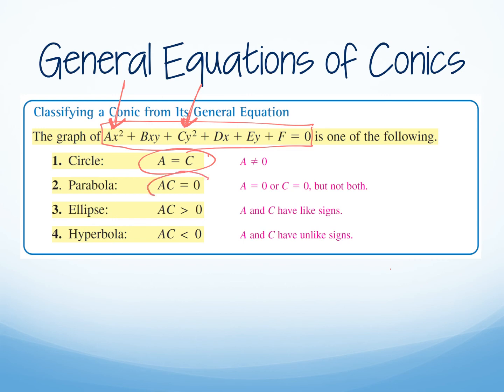If their product is 0, meaning one is missing, then it's a parabola. If their product is greater than 0, which means it's positive, then it's an ellipse. And if the product is less than 0, meaning it's negative, then it's a hyperbola.